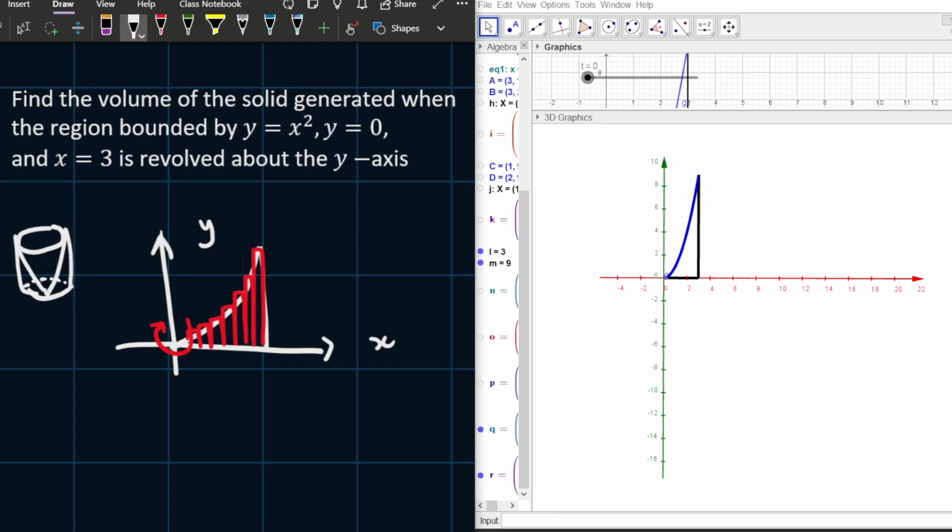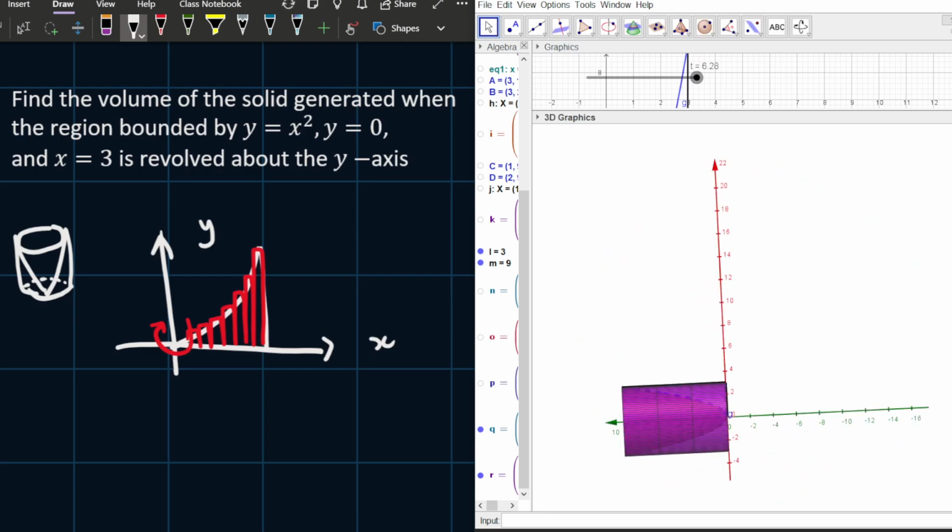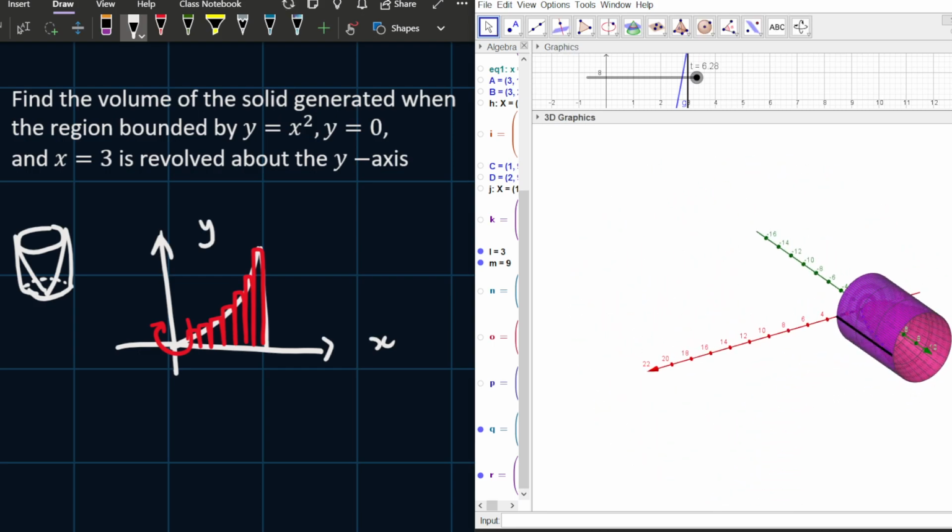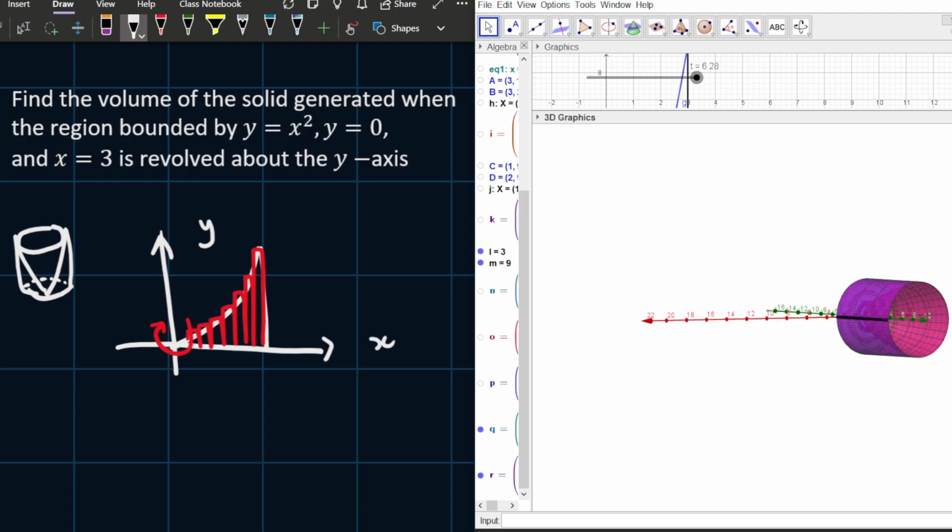Okay? And then, pakita natin using GeoGebra. Yung graph would look something like this. Yan. Now, let's view it from this part. Yan. So, ito yung hahanapan natin ng volume.